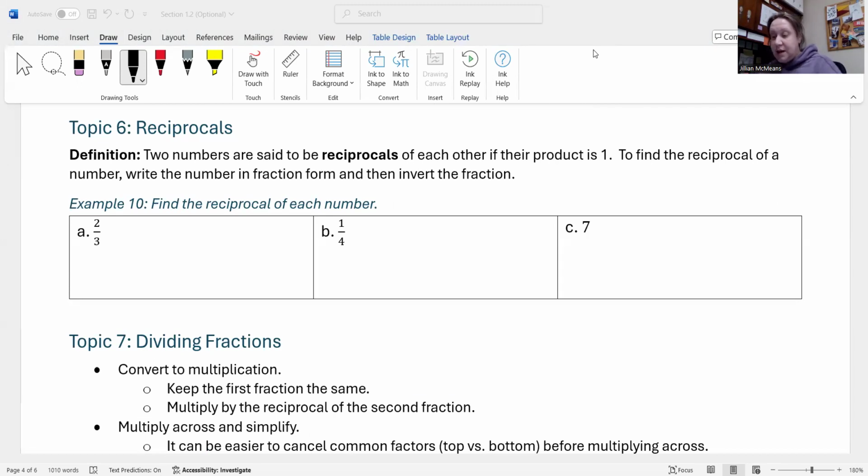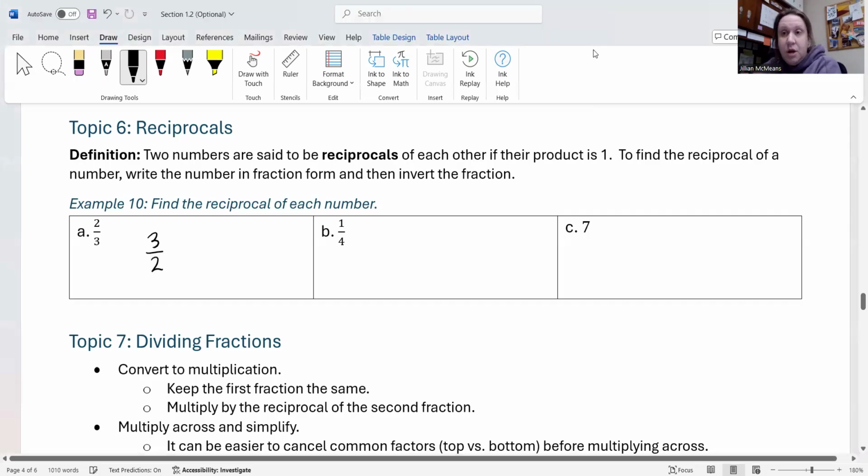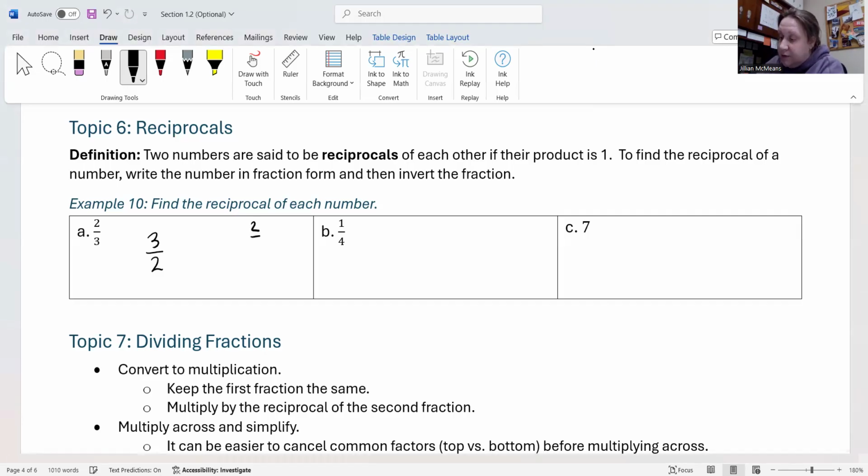So basically, example 10 just says find the reciprocal of each number. If a number is already written in fraction form, the reciprocal is just that fraction flipped upside down. So the reciprocal of 2/3 is 3/2. And if we go by the definition, two numbers are said to be reciprocals if their product is 1. So if I take 2/3 and multiply it by 3/2, I just get 6/6, which is 1. So we can verify that 2/3 and 3/2 are indeed reciprocals of each other.